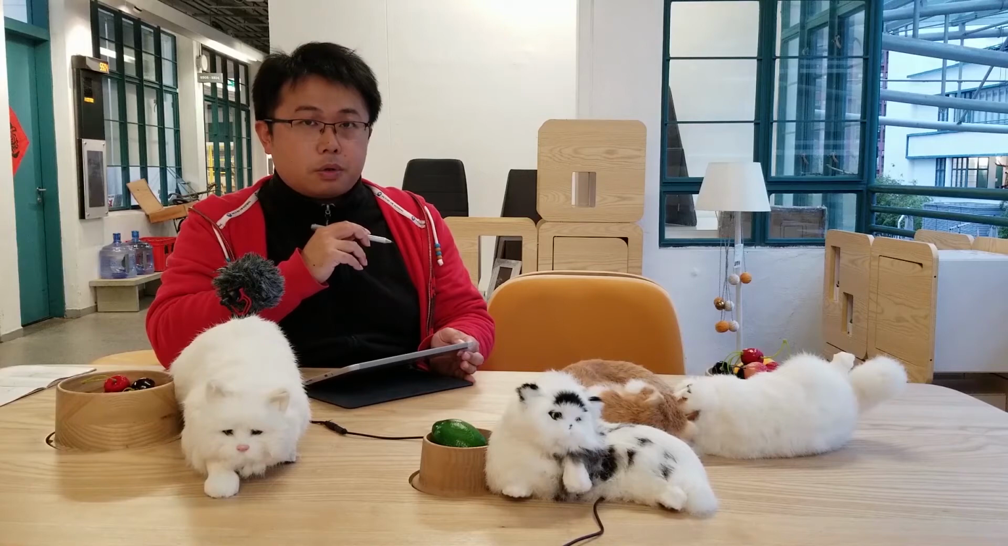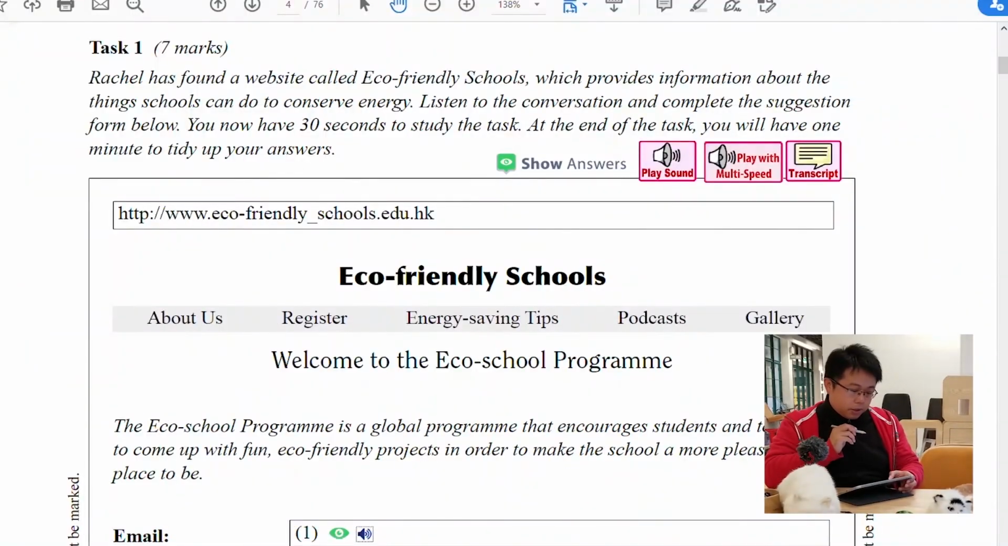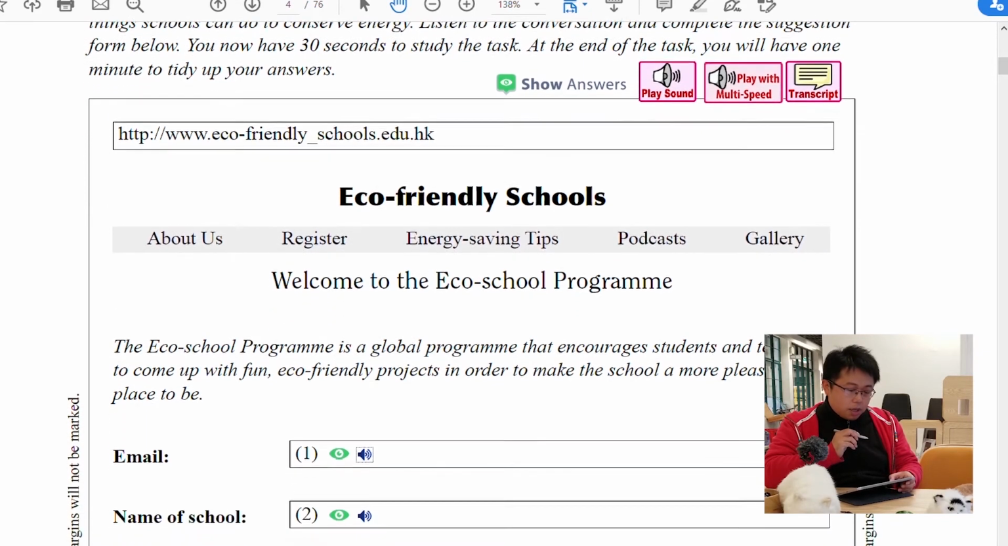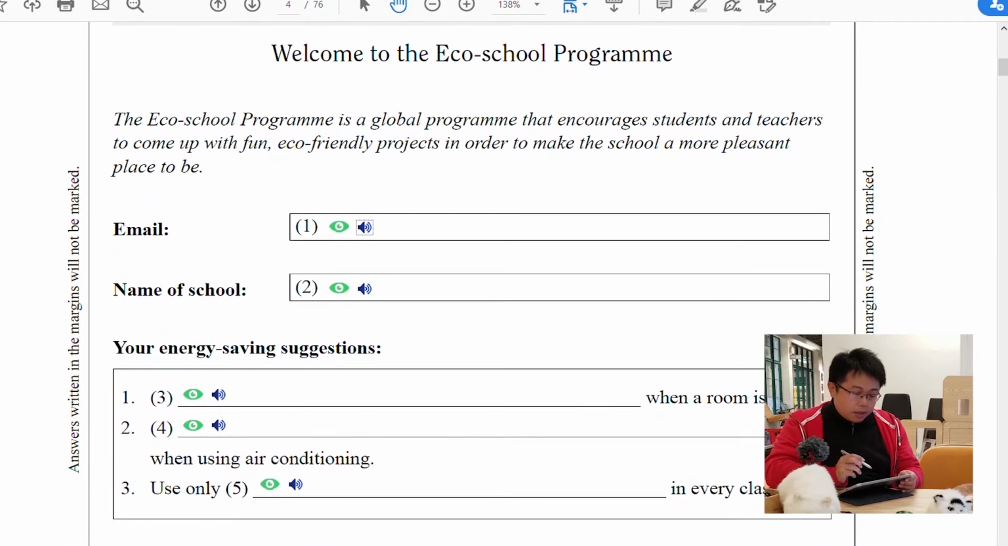So here comes the answer checking of task 1 and task 2, and I will do it question by question. So let's look at the screen, and you can see this is task 1, and let's look at question 1, the answer of the email. I'll type in my email address, patrick_001@gmail.com. Okay, and the answer is easy, patrick_001@gmail.com. And make sure that you write in small letters for the email address.